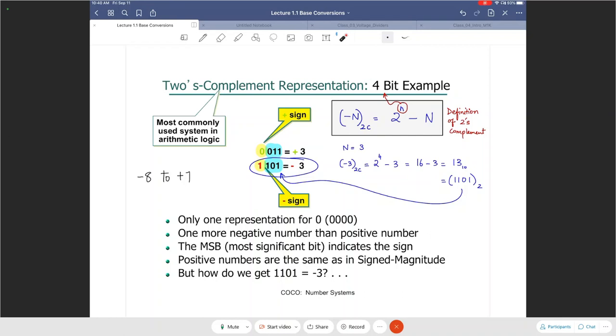Same as always, the most significant bit indicates the sign, and positive numbers are going to be the same as in sign magnitude. So at least for the positive numbers, we don't have to worry about converting them into their 2's complement representation. They are going to be the same as sign magnitude. How do we get 1101? We just talked about that using the definition of 2's complement, 2 raised to small n minus cap N. But we are also going to work on simplifying that process, simplifying the definition.